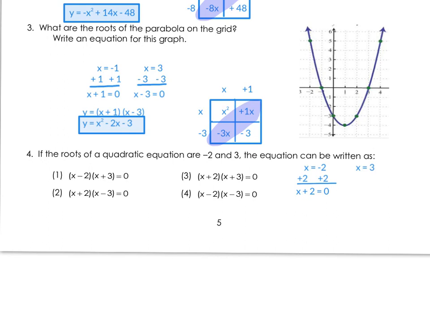So then I get x plus 2 equals 0. Then I need to do the same thing on the other side with the x equals 3. Now looking at my options, choice number 2 matches that answer with x plus 2 and x minus 3.